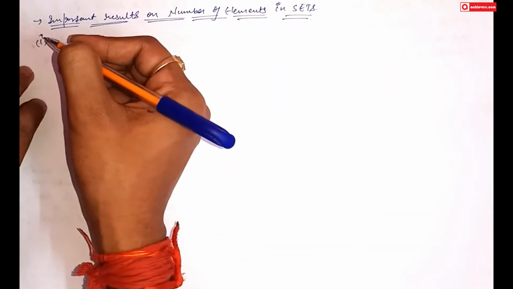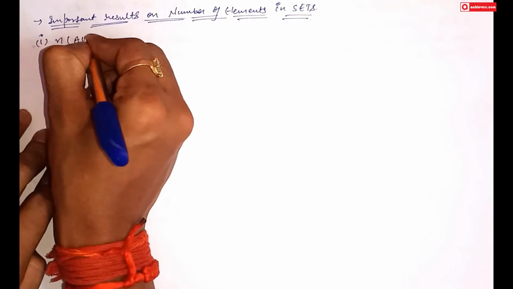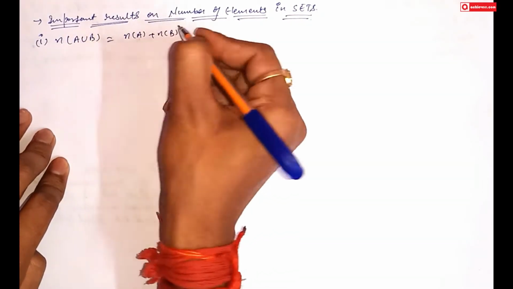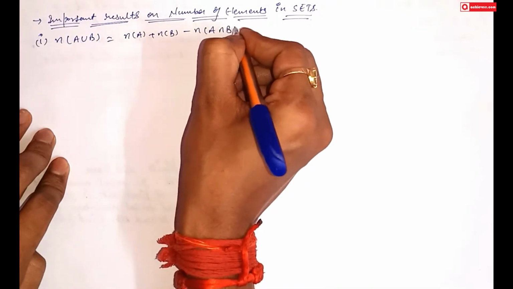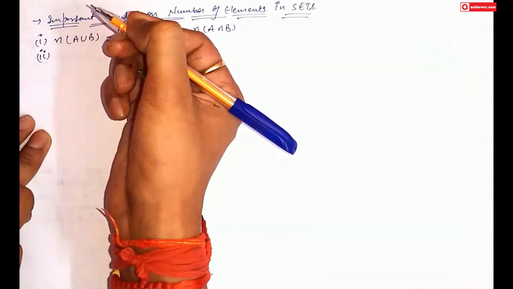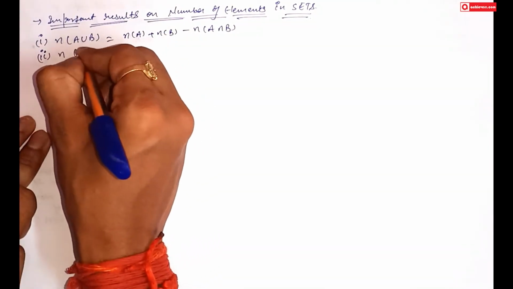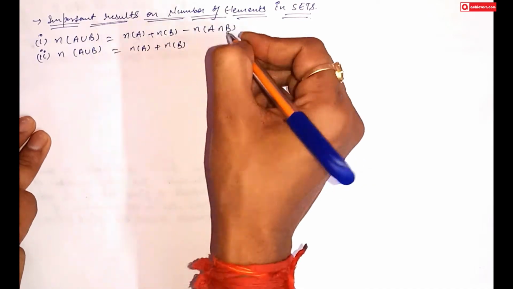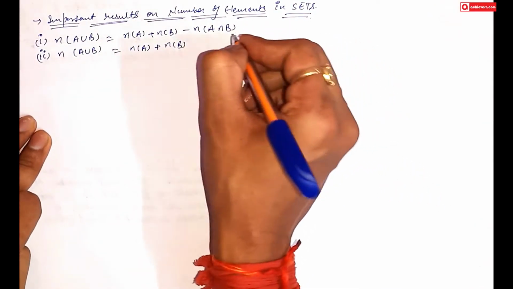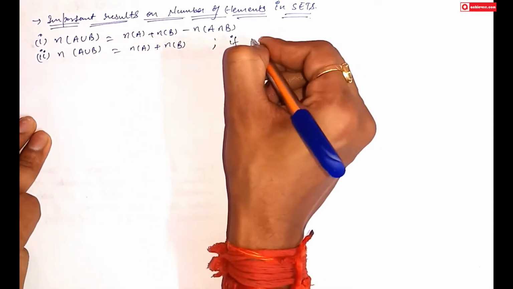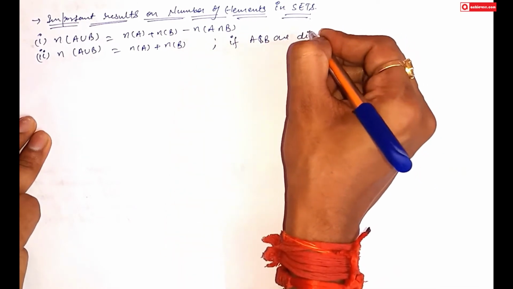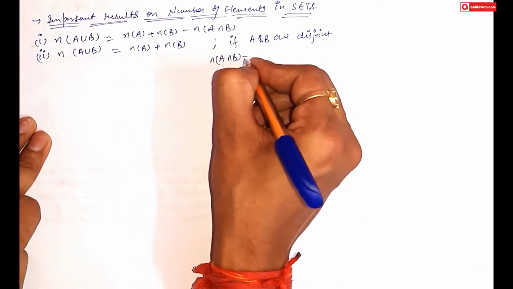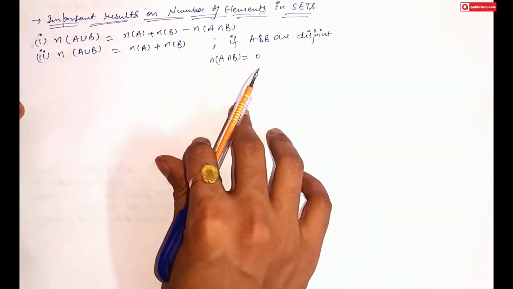So the first and the most important one is n of A union B. That is equal to n of A plus n of B minus n of A intersection B. Second one is n of A union B. It is equal to n of A plus n of B if A and B are disjoint. So n of A intersection B will be 0. So this is the same result as above.